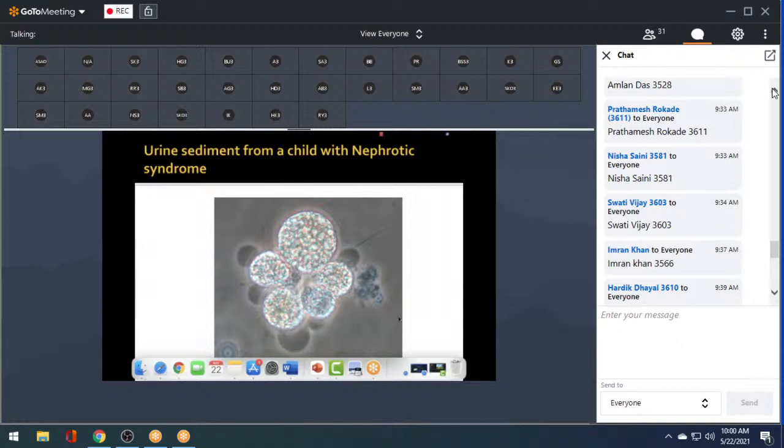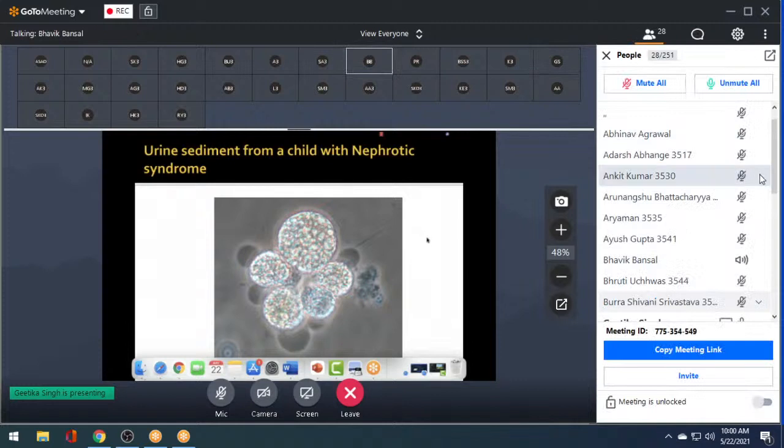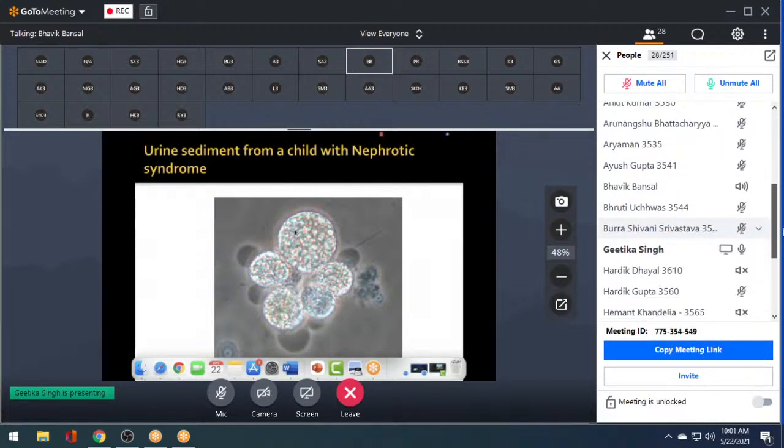Yes, ma'am. Yes, Shubham. This is a urinary sediment from a child with nephrotic syndrome. Can you tell me what you can see here? Ma'am, some crystalline structure, maybe protein. Protein. Do we see protein in a sediment? No, ma'am, some crystalline structure. This could be fat droplets because lipiduria is a common feature of nephrotic syndrome.